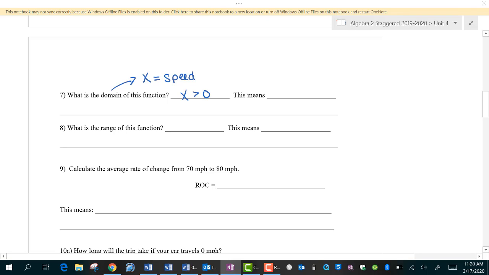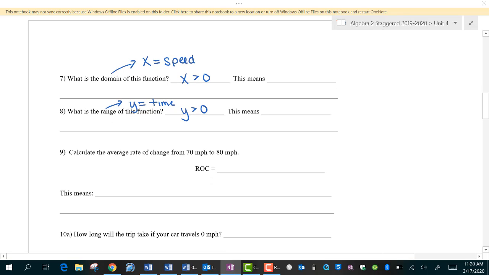As far as our range goes, our range is the y variable, and in this example, that is time. Again, I want to think about any restrictions on my range. Since my time also cannot be negative and cannot be equal to 0, that means my range would be y is greater than 0.